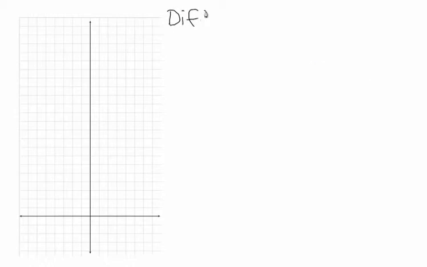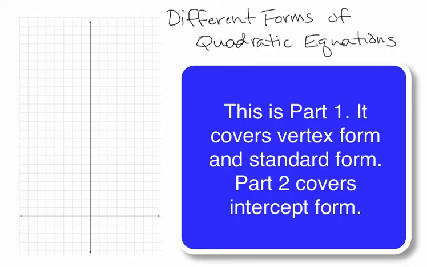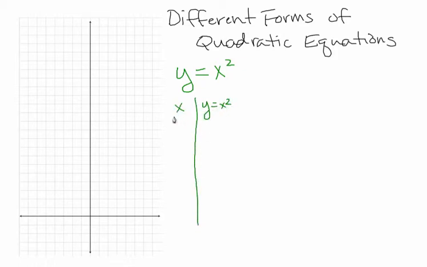In this video, we're going to talk about different forms of quadratic equations. We're just going to start off with the most basic quadratic equation, which is just y equals x squared. Let's think about what the graph of this looks like. I'm going to make a table for this graph, and I'm going to plug in the points -3, -2, -1, 0, 1, 2, and 3.